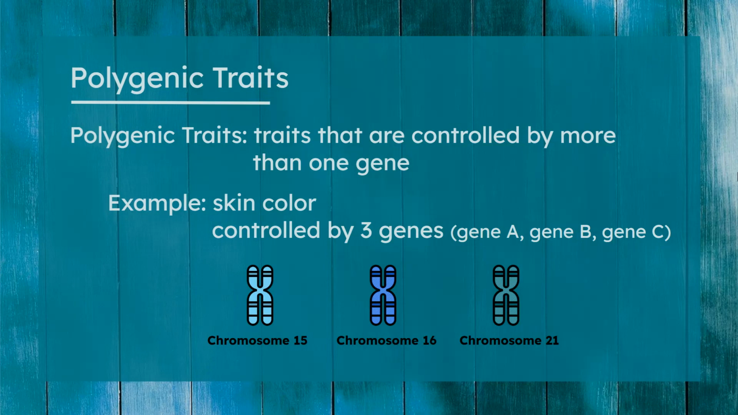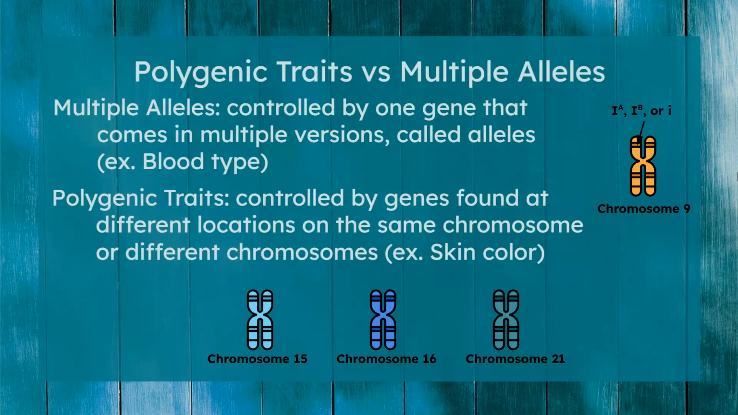Just with this example right here, skin color, there's just such a wide range of possible phenotypes that do exist in our population. So these traits are very, very complicated, and that's just because they are controlled by multiple different genes, which is why they're called polygenic traits.